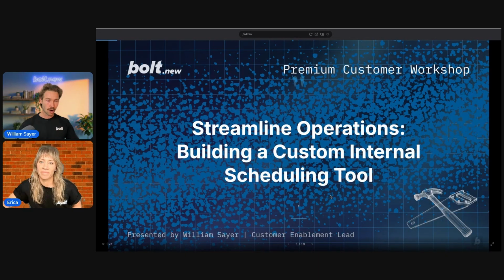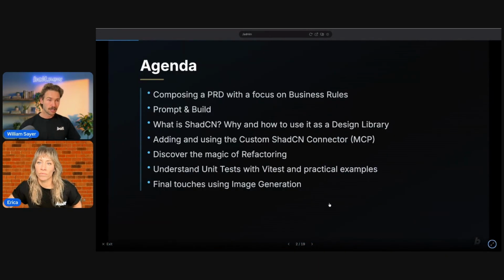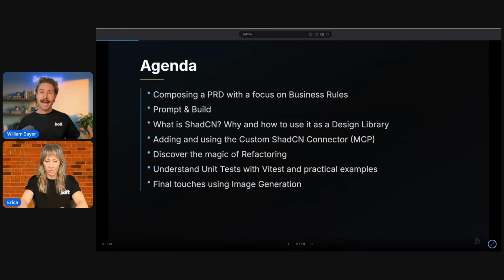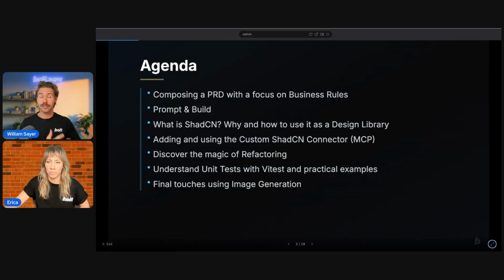Let's quickly look over the agenda. Here we go. We're going to start off by composing a PRD, a project requirement document, with a focus on business rules. We have certain business requirements in an organization, or maybe there are brand guidelines that you want to adhere to, or there are certain things that you must adhere to within your app. We're going to put a focus on them, and this will make sense as we actually start to get building.